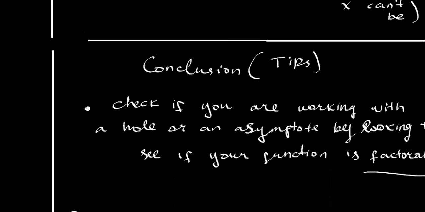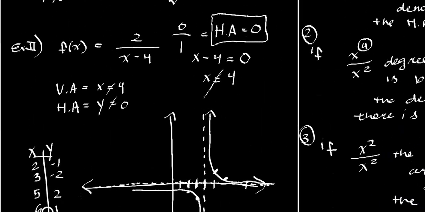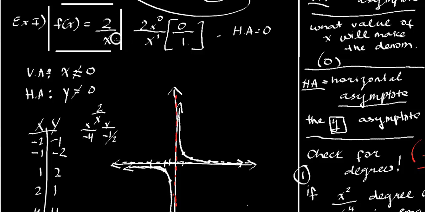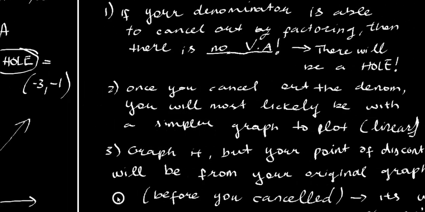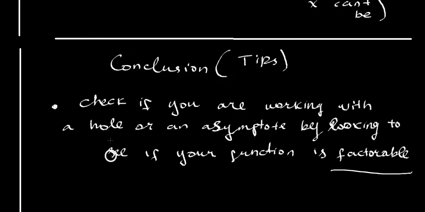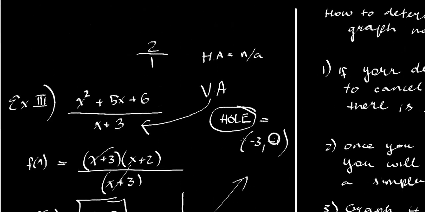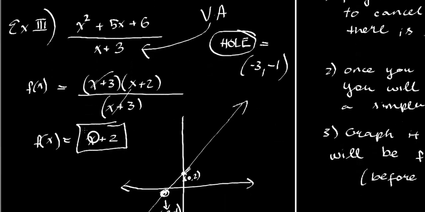If you're asked to graph something like this, this one's pretty simple. You don't need to check if you have a hole. You can just find your vertical and horizontal asymptote and graph it right away. But if you have something like this or more examples that we will do later on, my tip is to check if you're working with a hole or an asymptote by looking to see if your function is factorable. Usually it's in the numerator. If you can, don't jump to conclusions. Factor first. See if your denominator cancels. If it cancels, that means you have a hole. Then graph what you are left with.